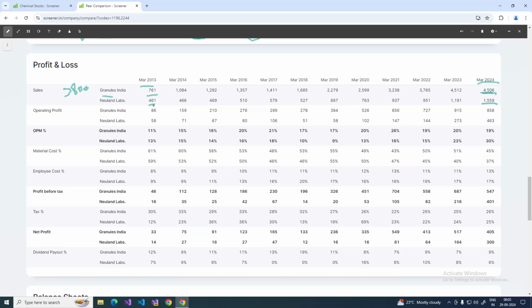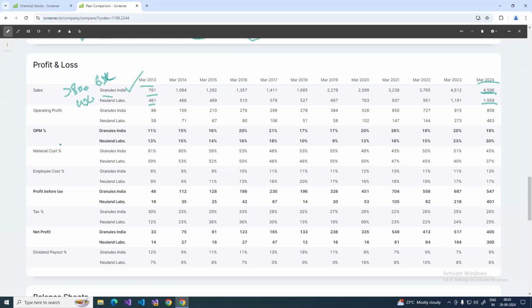So here Neuland's is 4x and Granules is 6x. So Granules India sales increased 6x in 10 years, and Neuland Laboratories sales increased 4x. So here Granules India is positive.